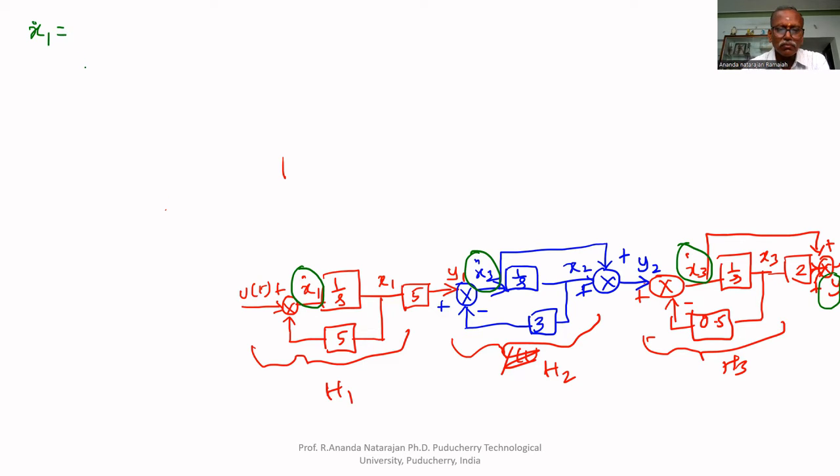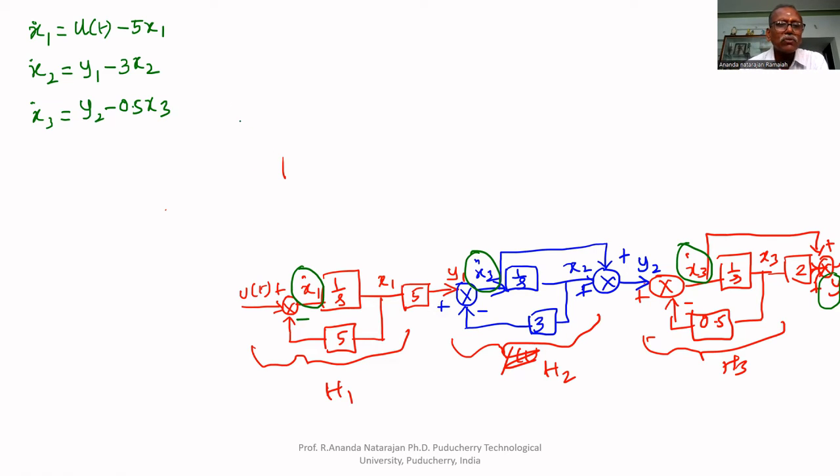x1 dot equal to u of t minus 5x1. And x2 dot equal to y1 minus 3x2. x3 dot equal to y2 minus 0.5 x3.